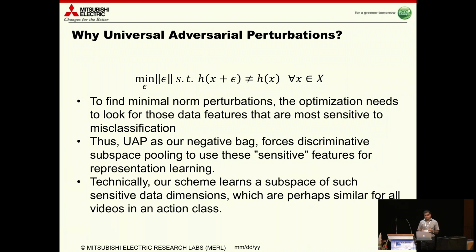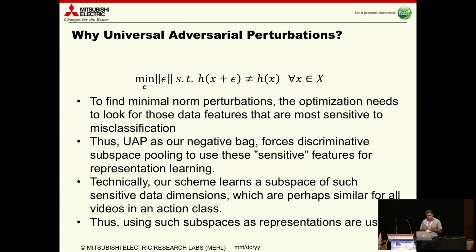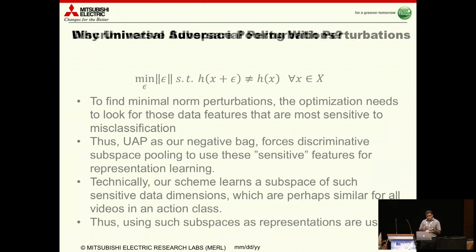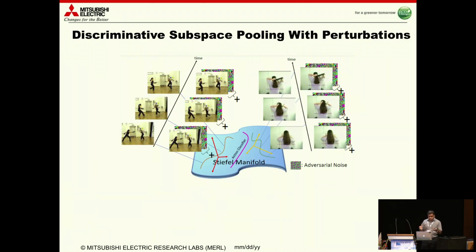Now, technically, our scheme learns a subspace of such sensitive dimensions, which are perhaps similar for all videos, because this universal perturbation is generated from an action classifier CNN model, which is trained on some data. So maybe the videos which have those particular actions also share some sort of similarities in the subspaces which are sensitive to perturbations. So in such a sense, maybe the subspaces are useful representations in general for this kind of task.